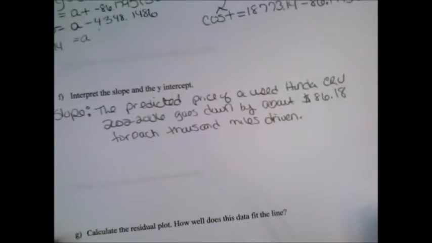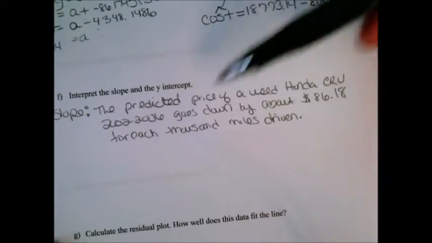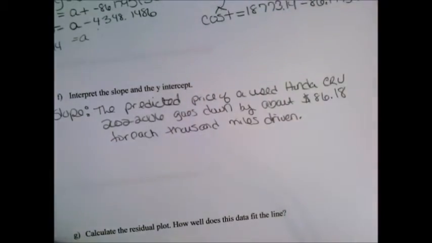That's the context of our slope. So the predicted price of a used Honda CRV 2002, 2006, because that's what this was, goes down by about $86.18 for each 1,000 miles driven. See why I kept putting in the word 1,000 everywhere? Because it's 1,000 miles driven.